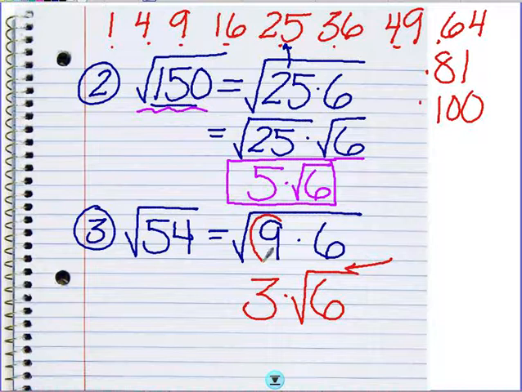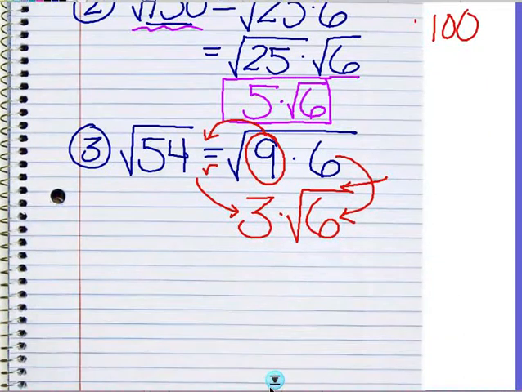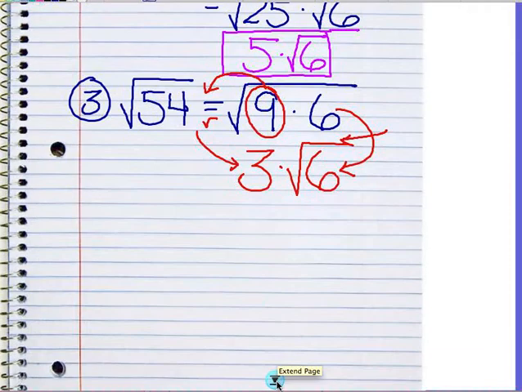Now you can start to skip that step in between. You can take the number from our list and say, for it to get out of the radical, you have to take the square root of it, and that's where we get 3 from. And 6, which is not on our list, has to just stay inside the radical. So you can skip that in between step, which I'm going to start to do now more often.